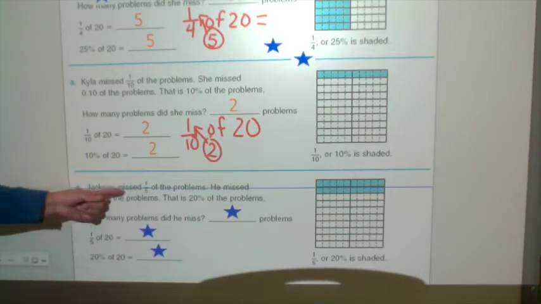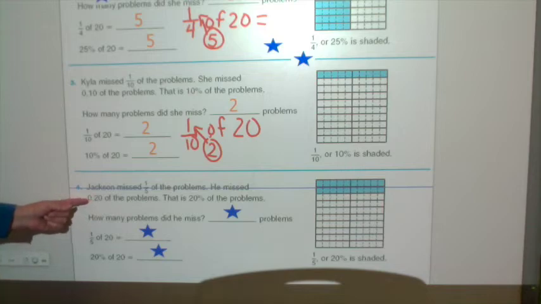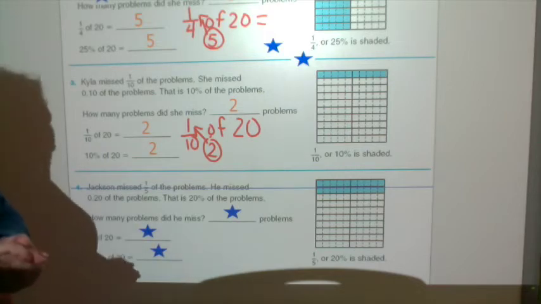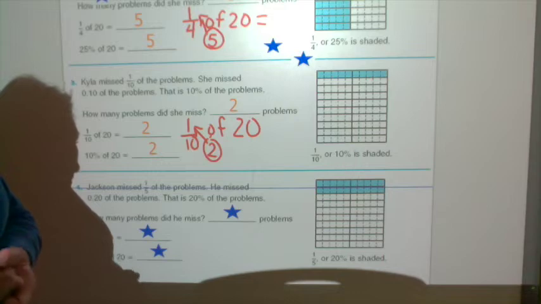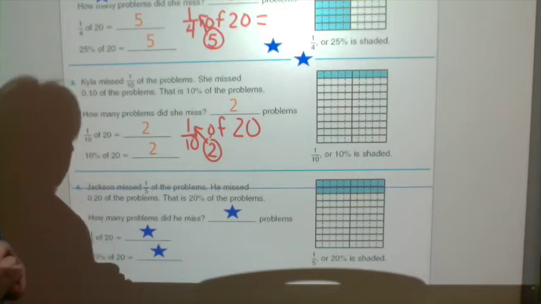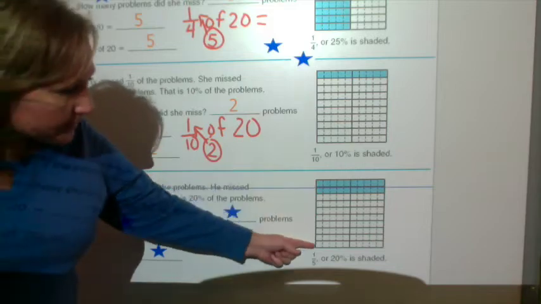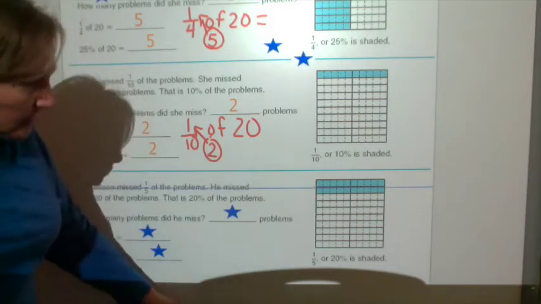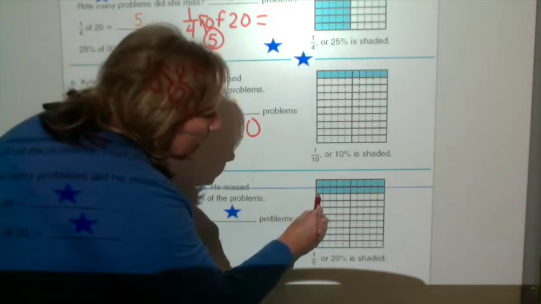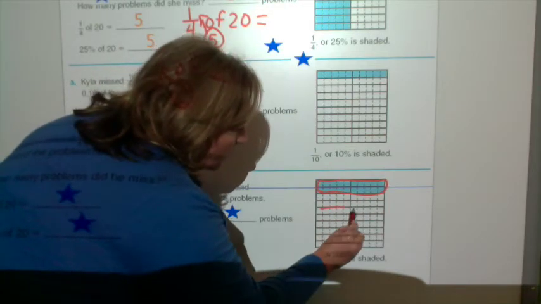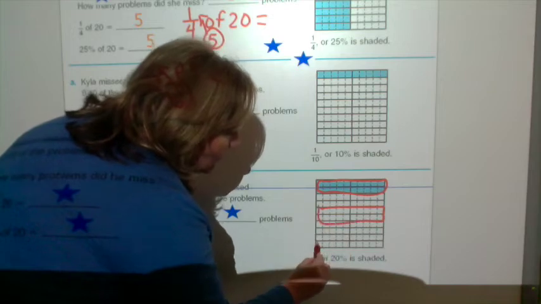Jackson missed 1/5 of the problems. He missed 0.20 or 20/100 of the problems. That is 20% of the problems. So think about an AR test. If you've ever gotten, oopsie, 1 out of 5 on an AR test, you know that you got 20% and you didn't pass. So they have shaded this. Here's how they shaded it. They divided this grid into 5 parts. You kind of have to use your imagination. Here's one part right here. I'm going to do these color-coded so that you can see them a little bit easier.